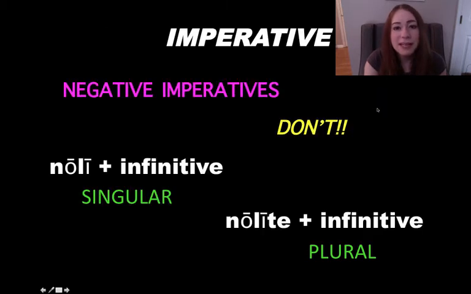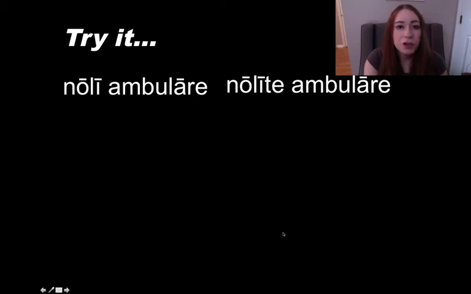Now, if we want to tell somebody not to do something, we're going to form the verb slightly differently. The negative imperative, which means don't do something, is going to use the words noli and nolite plus the infinitive to express this idea. Literally, this translates as "do not wish to do something," but in English we simplified it to mean don't do something. And if you notice again, we're just adding the TE to make it plural. So here are two examples, noli ambulare and nolite ambulare.